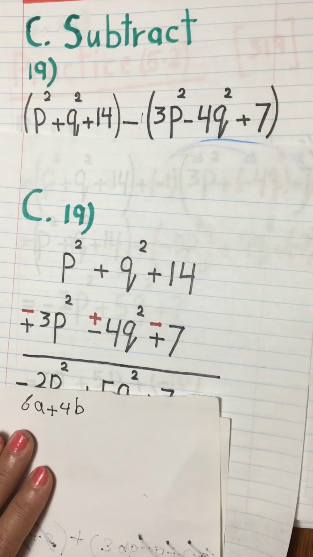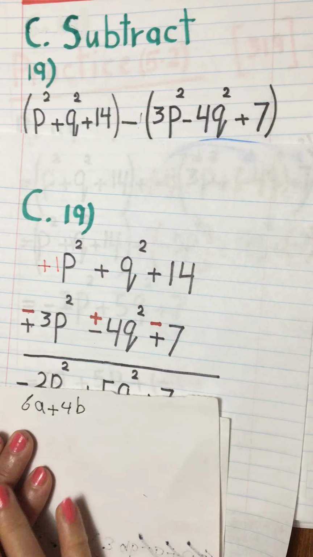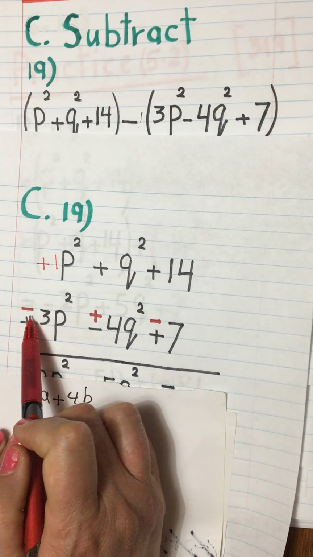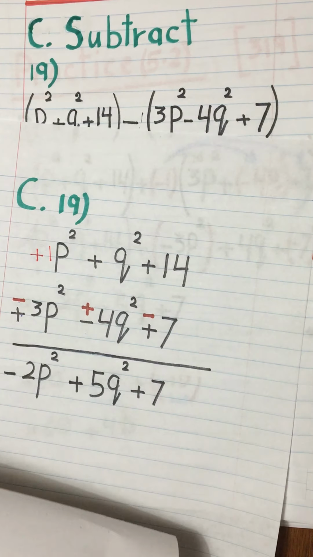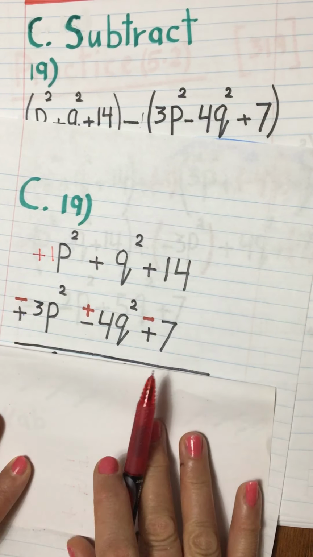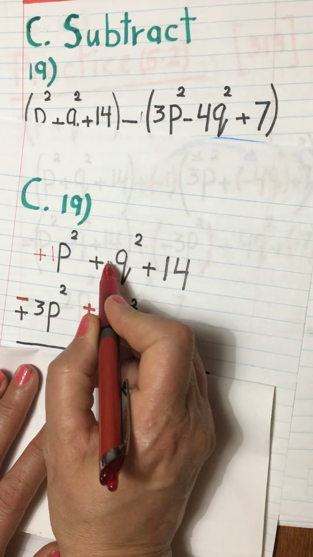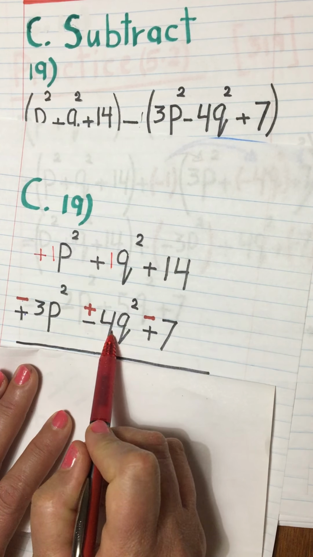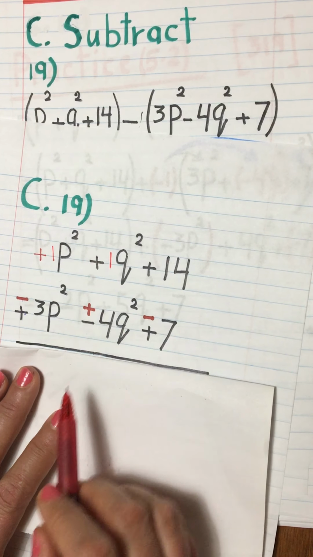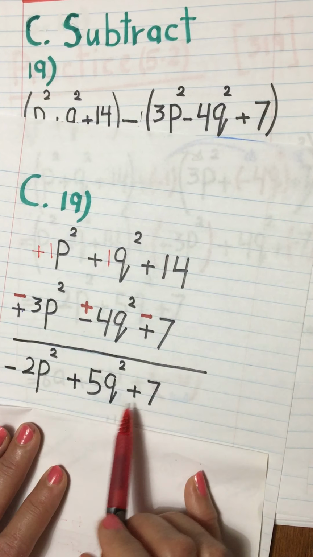Now I know I have 1 right here, and the sign is positive. So we subtract, because we have different signs, and keep the sign of the larger number. So it's negative 2p squared. And I already have 1 right here, so 1 plus 4q squared is 5q squared. 14 minus 7, so plus 7. So this is the answer.